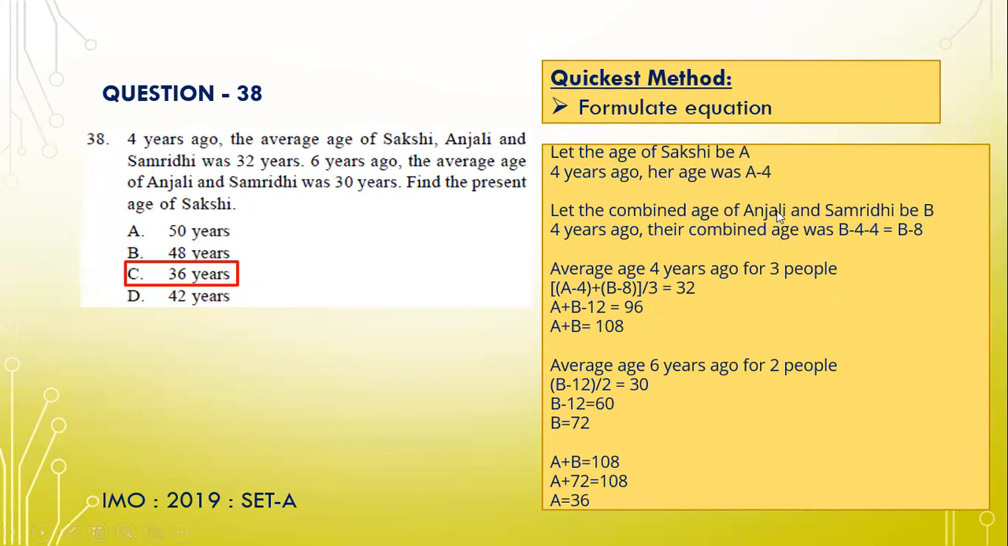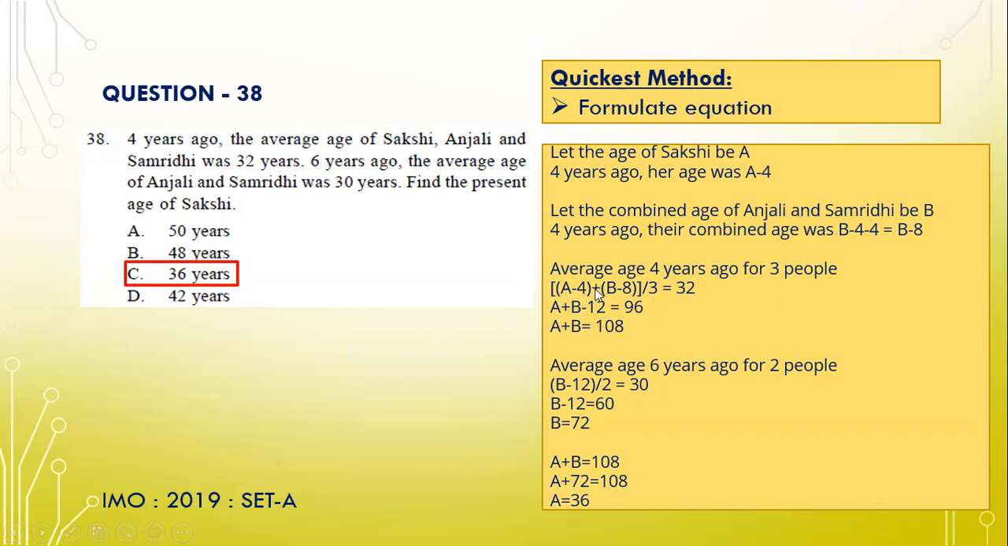So a minus 4 for Sakshi, and b minus 4 for Anjali and Samriddhi. So b minus 4 is b minus 8, isn't it? The combined age 4 years ago will be b minus 8. So the average age for the three people 4 years ago will be the age of Sakshi 4 years ago, which is a minus 4, plus the age of Anjali and Samriddhi 4 years ago, b minus 8, whole upon the number of people, which is 3: Sakshi, Anjali and Samriddhi. So a minus 4 plus b minus 8 divided by 3 is 32, isn't it? The average age 4 years ago was 32.